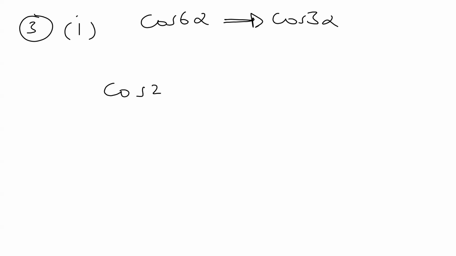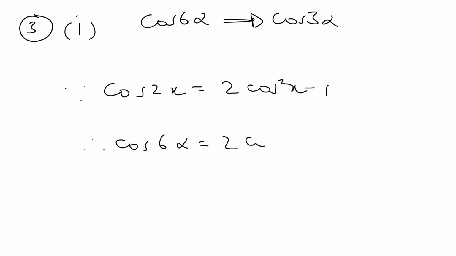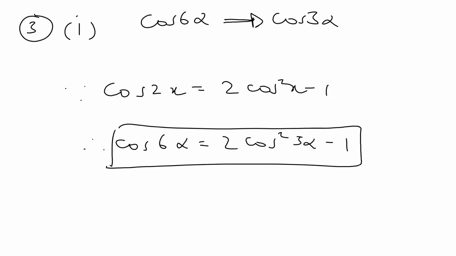Express cos 6 alpha. So we have to convert cos 6 alpha to cos 3 alpha. Now guys, 6 alpha divided by 2 is 3 alpha. Divided by 2 means half angle. So cos 2x is equal to 2 cos square x minus 1. There are 4 formulae for cos, but I'm using the formula which has only cos. Therefore, cos 6 alpha will be 2 cos square 3 alpha minus 1.